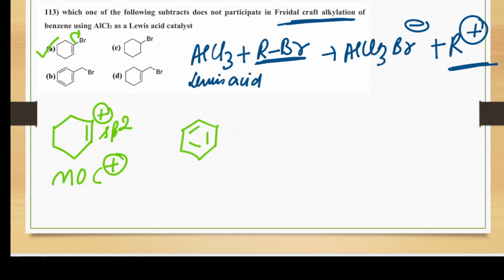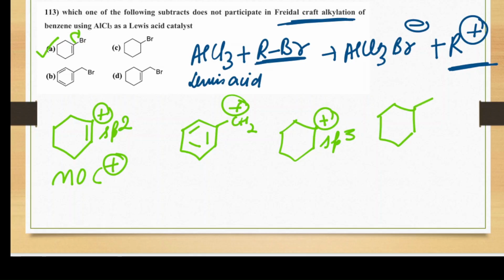In molecule B, a benzylic carbocation is being formed, so the reaction can proceed. In molecule C, on the sp3 carbon center the positive charge comes, so again the reaction can proceed. In molecule D, an allylic carbocation is being formed, which has high resonance, so it can still participate in the reaction. So A is the correct option, which is not going to participate in the Friedel-Crafts alkylation reaction. Okay, so A is the correct option.